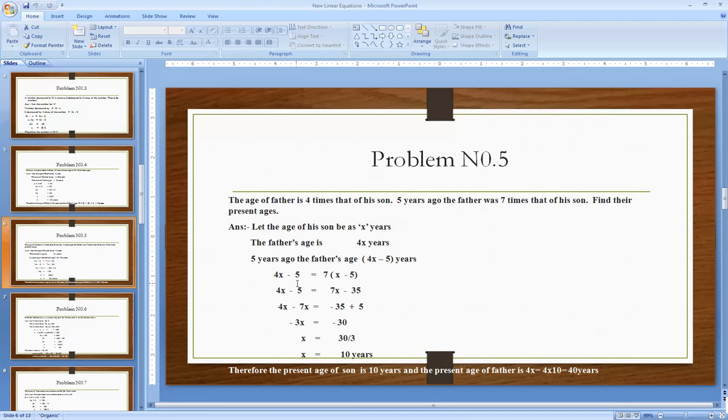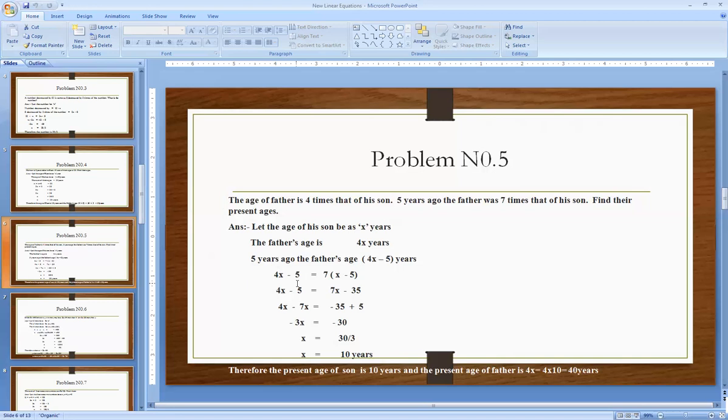The age of father is 4 times that of his son. 5 years ago, the father was 7 times that of his son. Find their present ages. Now we should find the present age of son and the present age of father. Let us assume the son's age to be x years. Therefore the father's age, being 4 times his son's, will become 4x years.